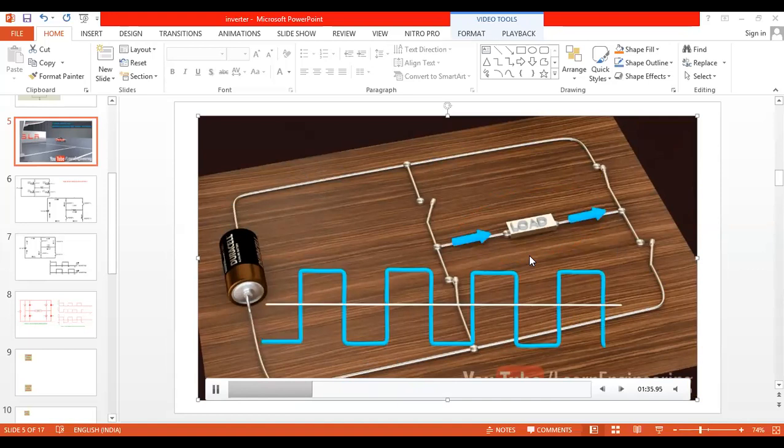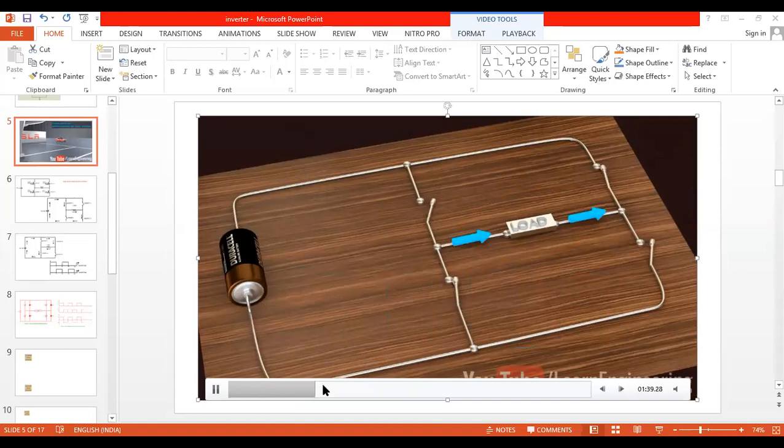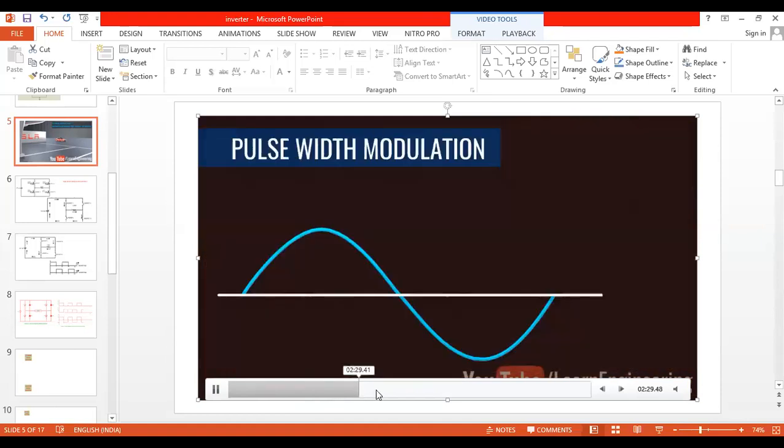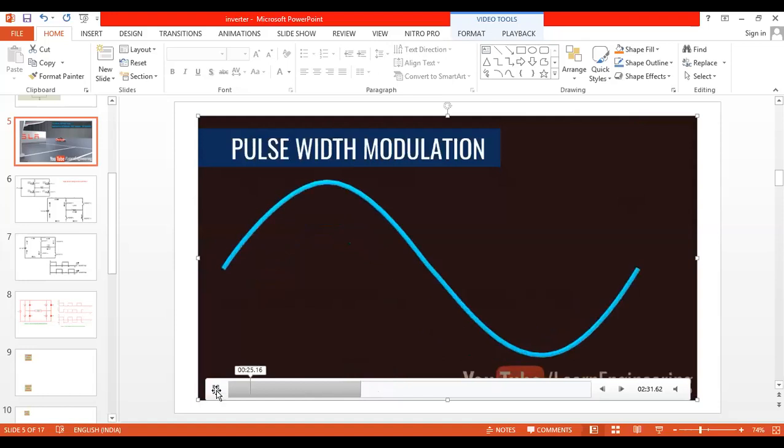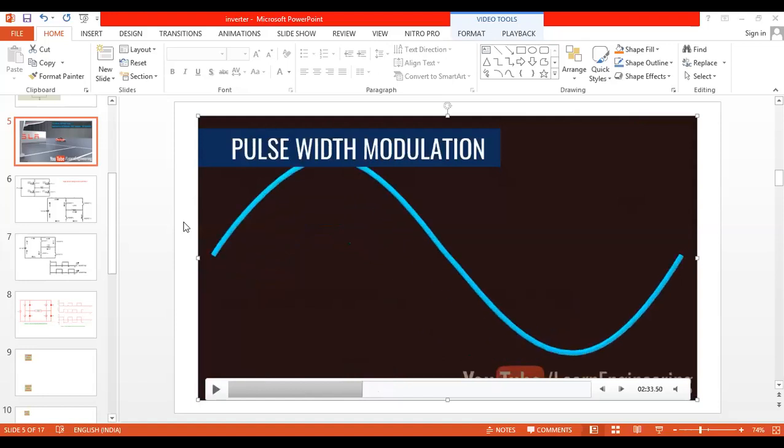So the basic inverter circuit is this one. This inverter generates only the square wave signal. We are supposed to convert it to the modified sine wave. We'll see. Today our topic is pulse width modulation. We'll discuss that one. So now let us go to the next inverter.